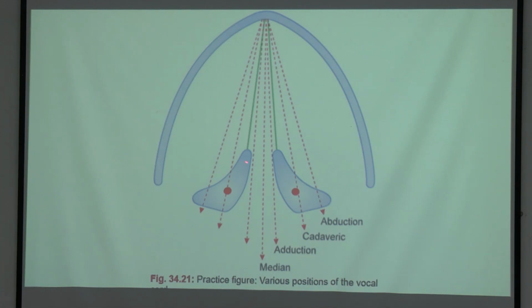If this triangular area is shortened and becomes a linear chunk, what will happen? Will air get its entry or not? Air will not get its entry. It can happen during recurrent laryngeal nerve palsy. Only the recurrent laryngeal supplies all the muscles. So it will come in the midline position.